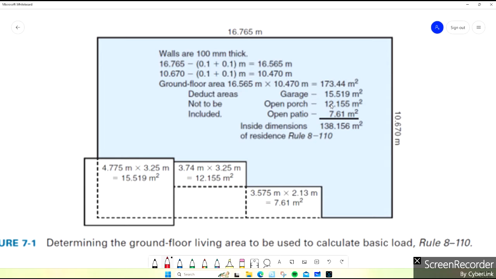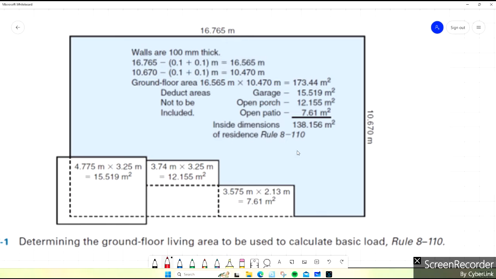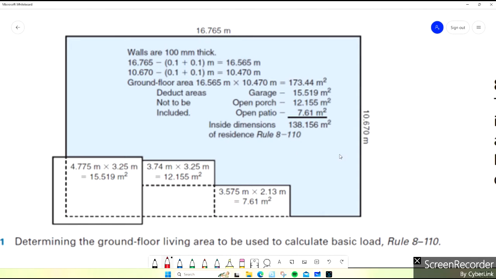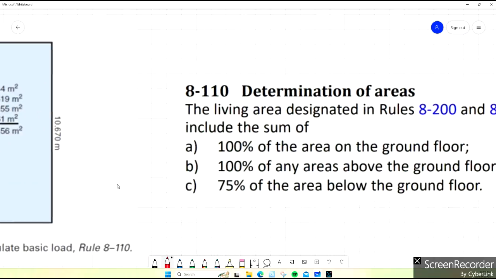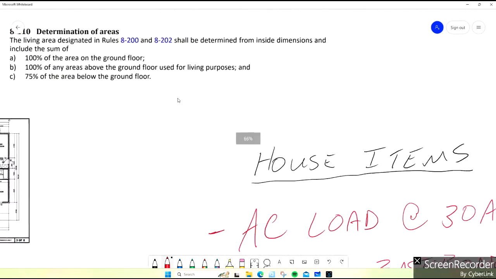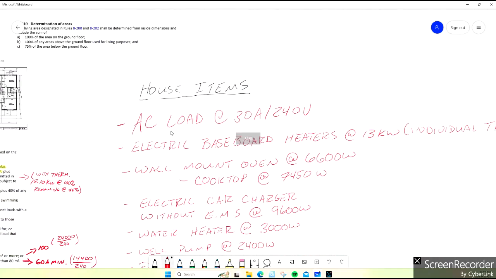And then they're also deducting the garage, because that's not a living area. Again, it's a good man cave, but it's not determined as living area. Neither is the front porch, and neither is this little nook that they have in the front of the home, this open patio. So they also deduct that from the total. Doing that, they determine that the inside dimensions of this home is 138.156. Okay, so I'm just going to write that over here as well in our calculation.